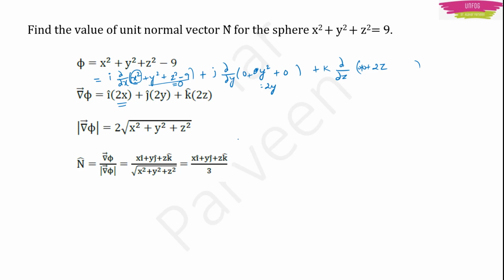See, here I am getting x square plus y square plus z square is equal to 9, right? So I can write it as 9 here. How did I get it? It is xi plus yj plus zk by square root of 9, because in the question they have given x square plus y square plus z square is equal to 9, right? The square root of 9 is 3. So I am getting this answer. Okay, I hope you understand.